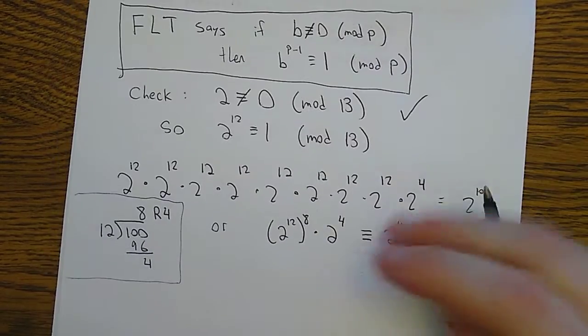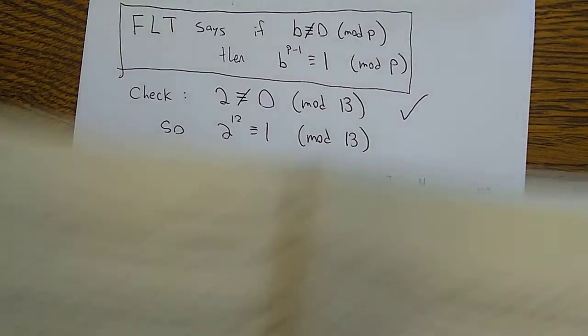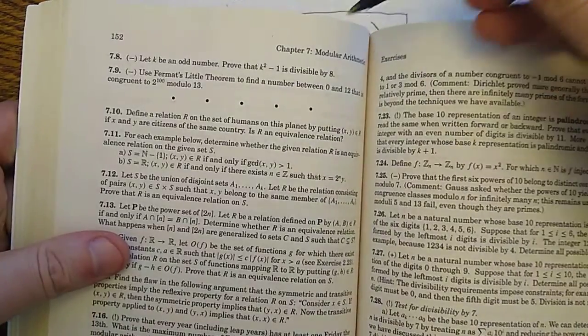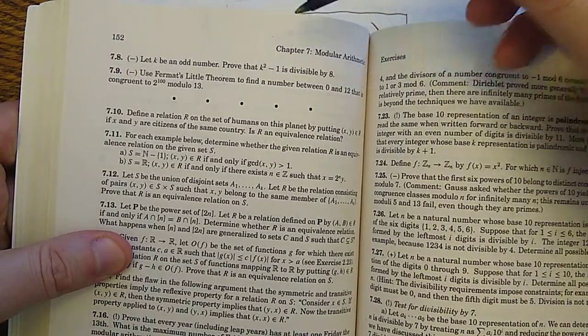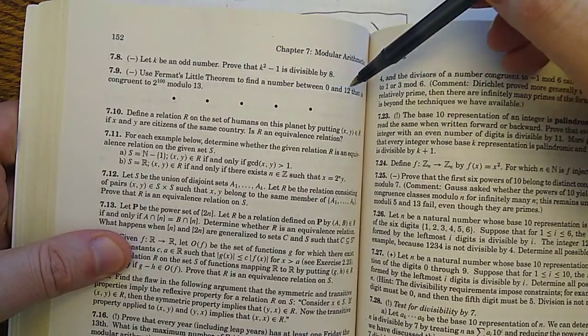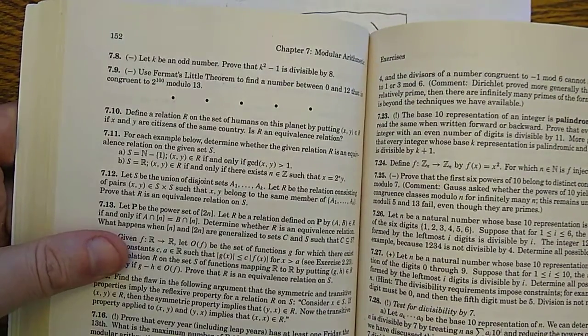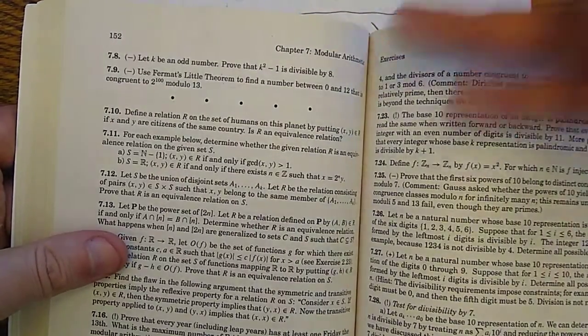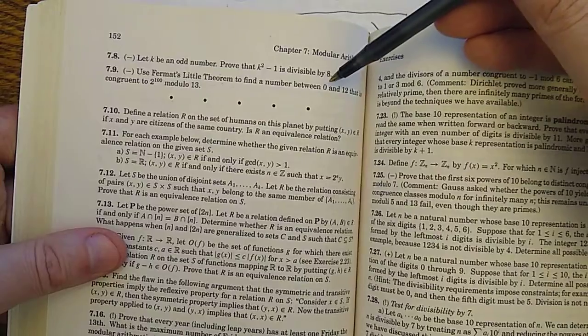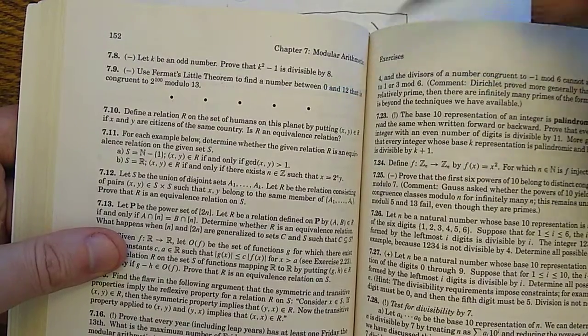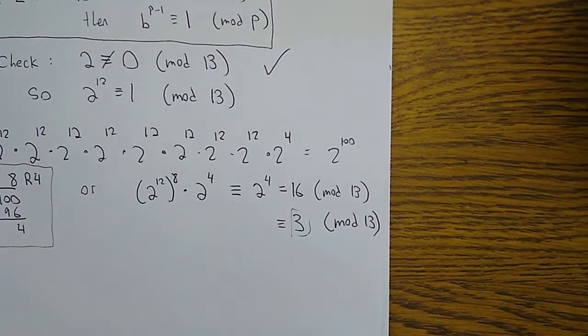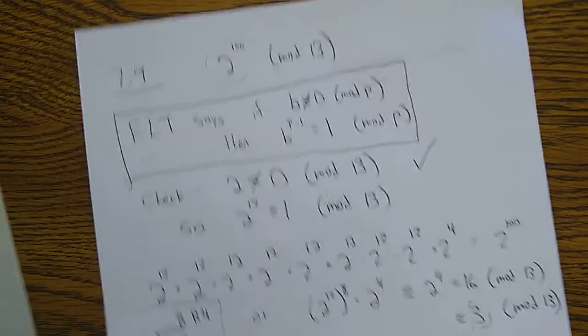Right? Because the question said our final answer should be a number between 0 and 12. In other words, this is what we typically call the remainder when you divide by 13. We would expect that to be a number between 0 and 12. So there it is. We got it. And I wanted to do another one.